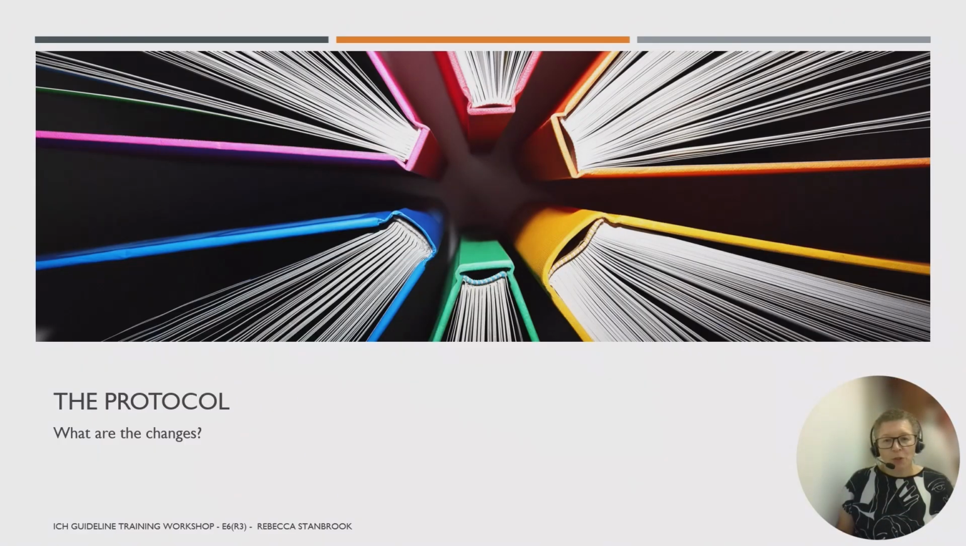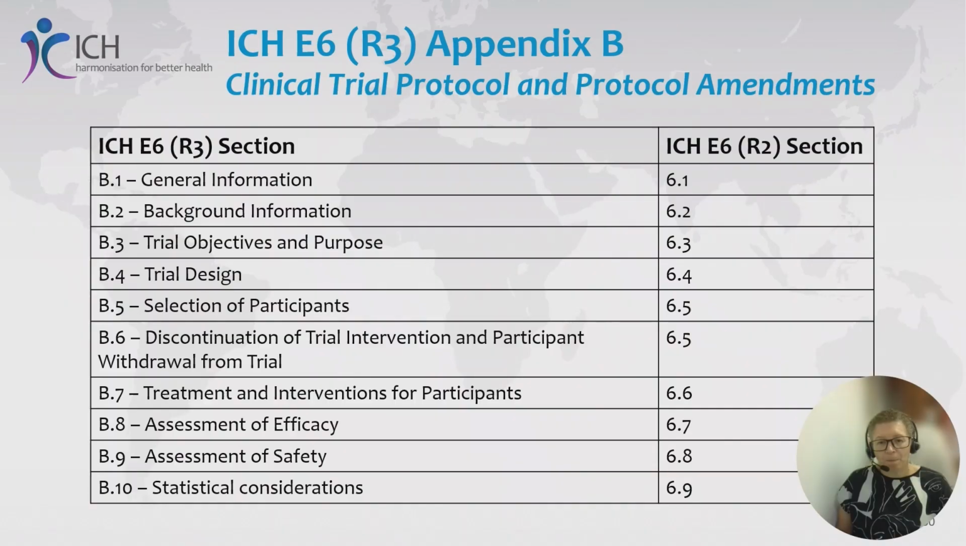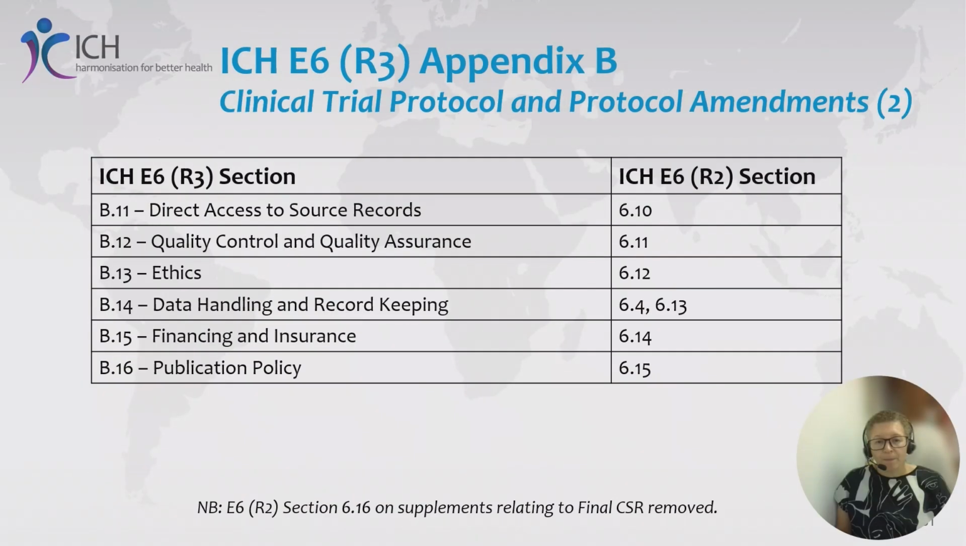So let's move on to the protocol. What are some of the changes that we see in the protocol itself? So that's Appendix B. Once again, we've given handy hints as to where you'll find it in R2. And you'll notice that there are some sections which have a little bit more written in them than previously. And also, we include the fact of discontinuation by the investigator, not only withdrawal of the participant's consent from the trial.